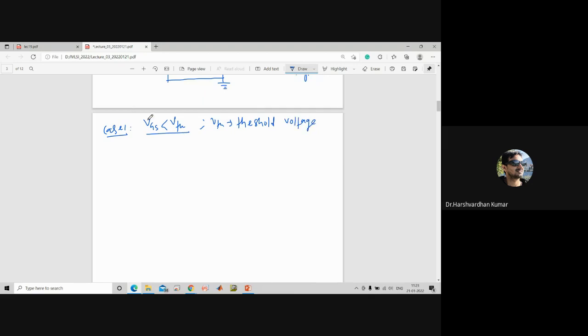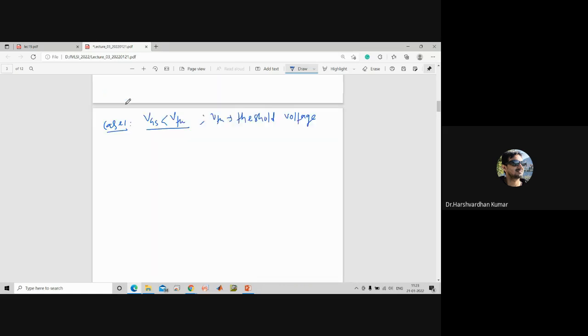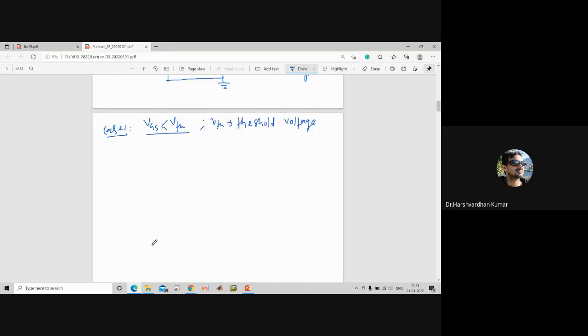Now let us talk about this condition. What will happen to our device? Let us once again draw the device structure so that you can understand what will happen to the device. So once again we will draw. This is p type.